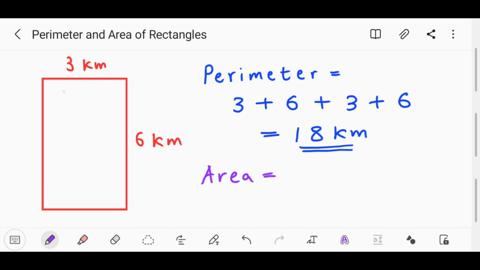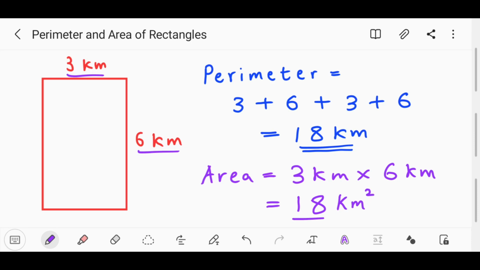Now let's go ahead and find the area. So the area is the space inside the rectangle, and in order to find this, we need to multiply the two sides. So 3 kilometers multiplied by 6 kilometers. 3 times 6 is 18, and kilometers times kilometers is going to be kilometers square. So our answer for area is 18 kilometer squares. Did you get this answer as well?